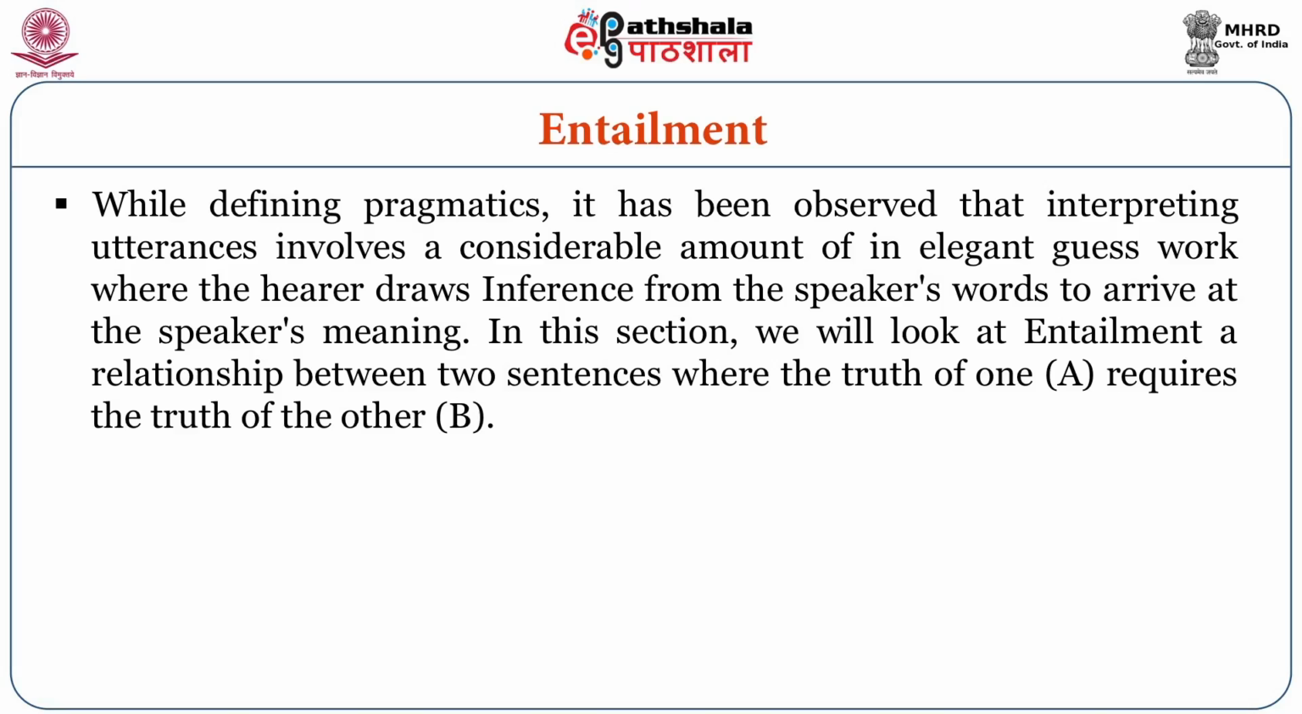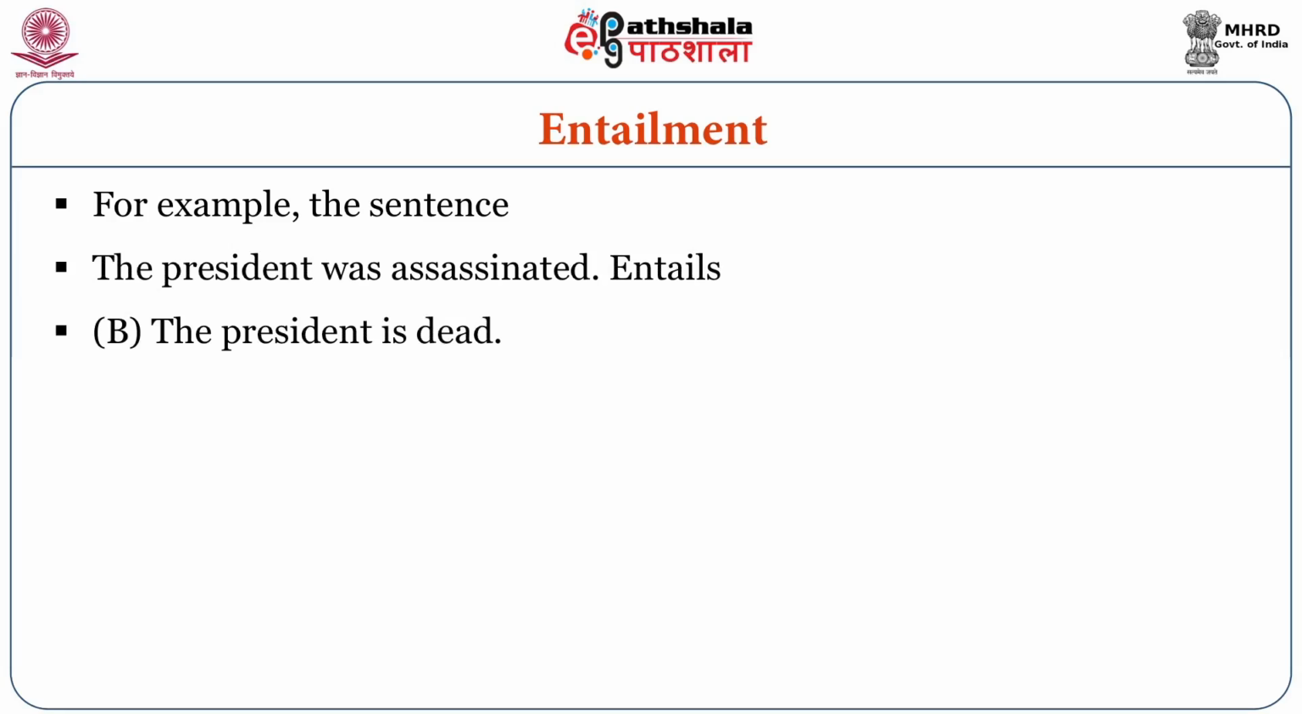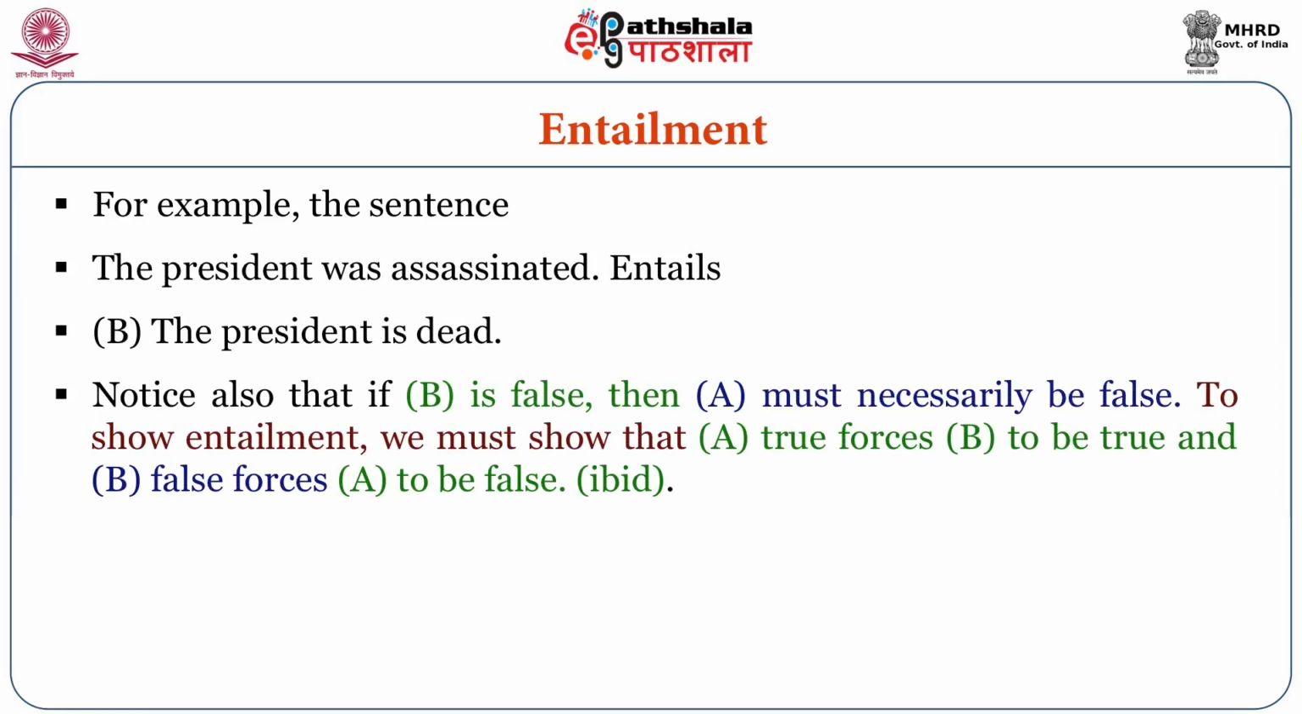In this section, we look at entailment, a relationship between two sentences where the truth of one requires the truth of the other. For example, sentence A, "The president was assassinated," entails B, "The president is dead." Notice also that if B is false, then A must necessarily be false.